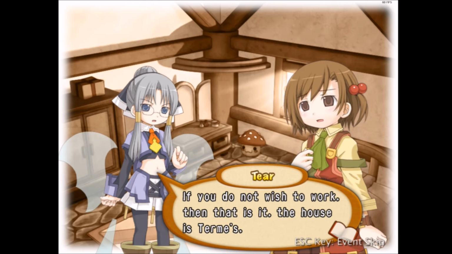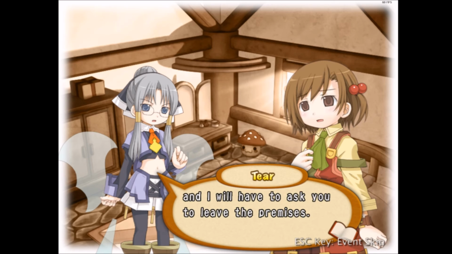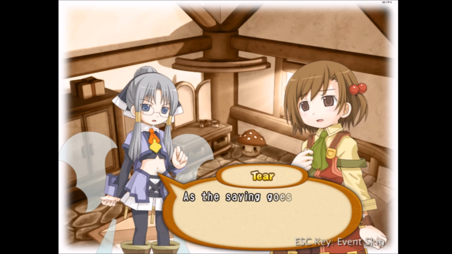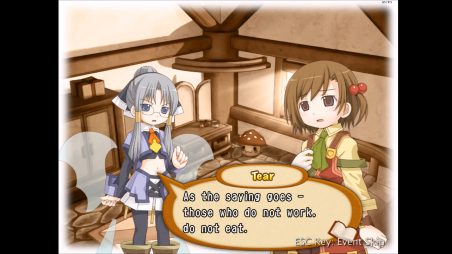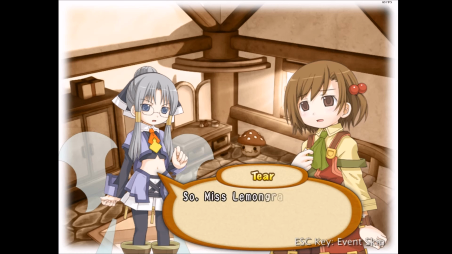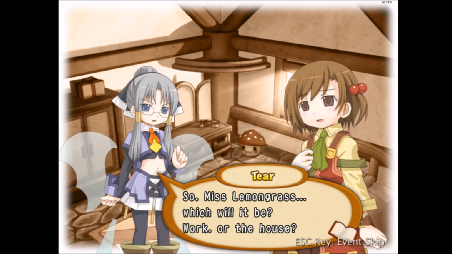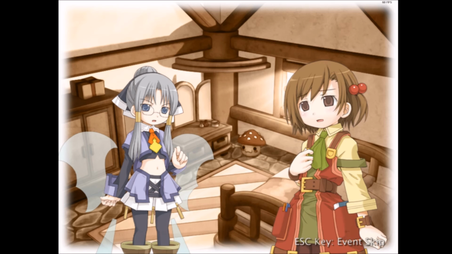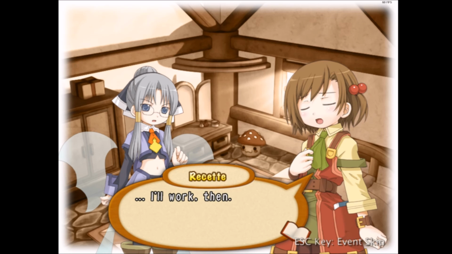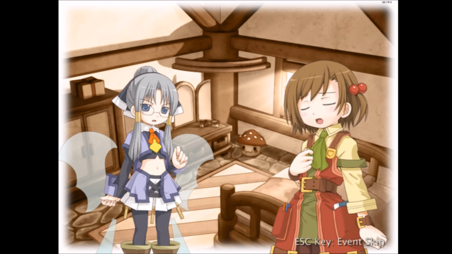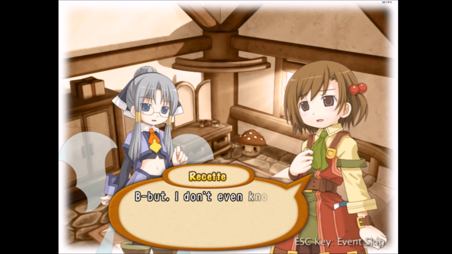If you do not wish to work, then that is it, the house is forfeit. And I will have to ask you to leave the premises. As the saying goes, those who do not work, do not eat. So, Miss Lemongrass, which will it be, work or the house? I will work then. Splendid.